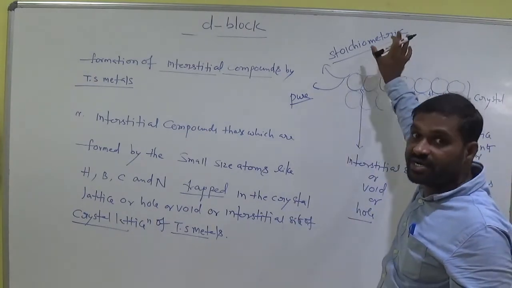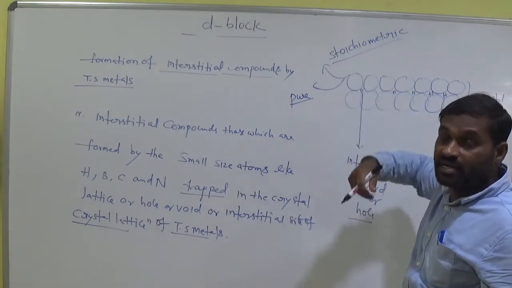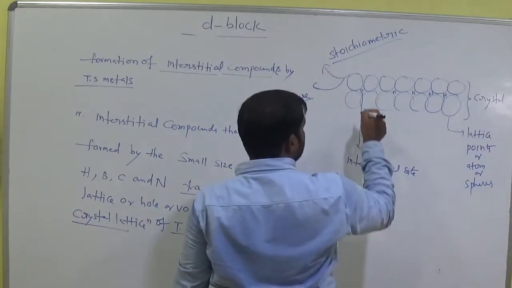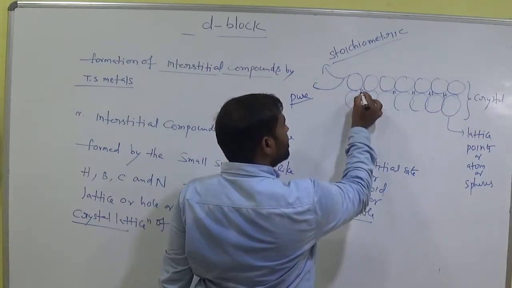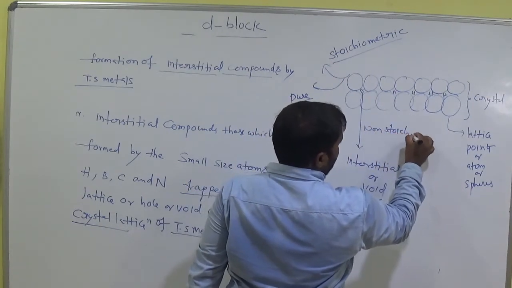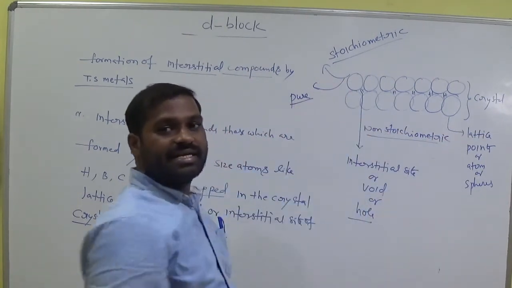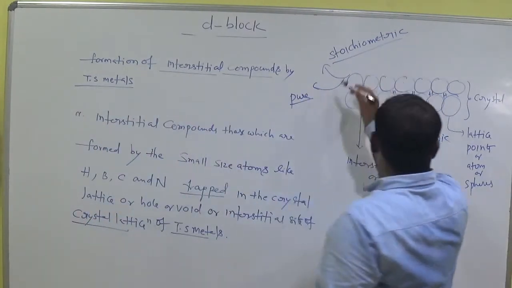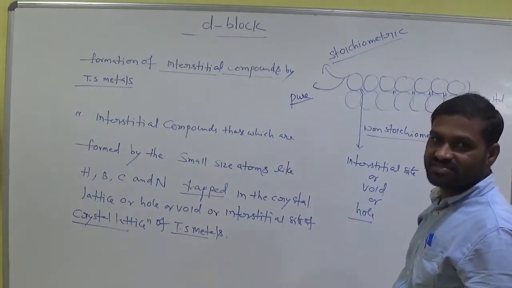Initially, it is a very perfect order. It is called stoichiometric. When we insert hydrogen or carbon, nitrogen, what happens? Some disorderliness takes place, some expansion takes place, right? So in that particular case, after addition of hydrogen, this arrangement is called non-stoichiometric, after trapping of hydrogen into the transition metal.